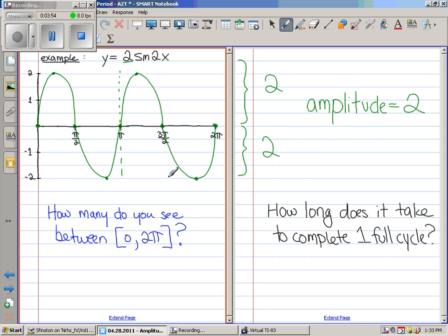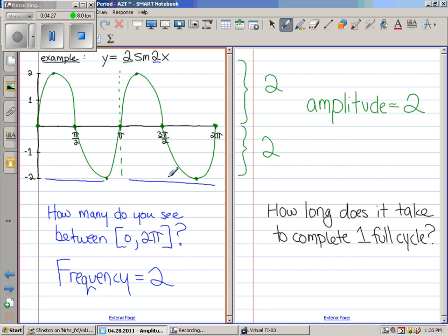How many graphs do you see between 0 and 2 pi? How many graphs? Yeah, you see 2 of them. And so a question that asks you how many of them do you see is really asking you about something called the frequency. You know what the frequency of this is? It's 2. It's even easier to find than the amplitude because it's just this number right here.